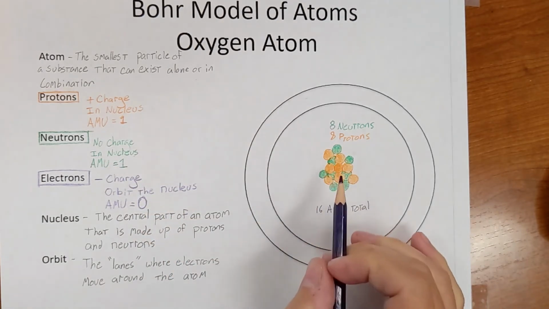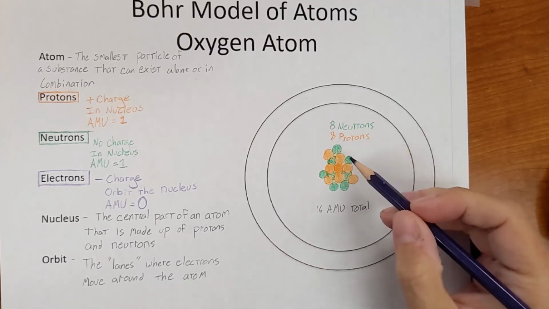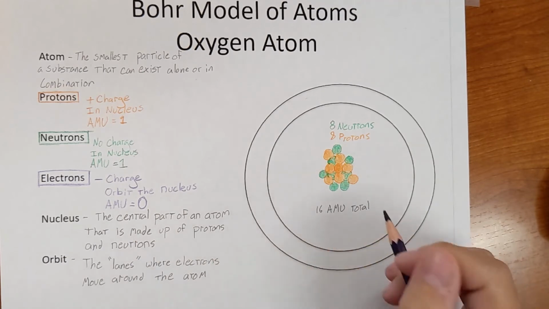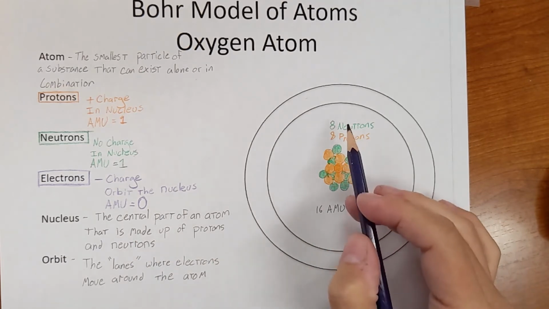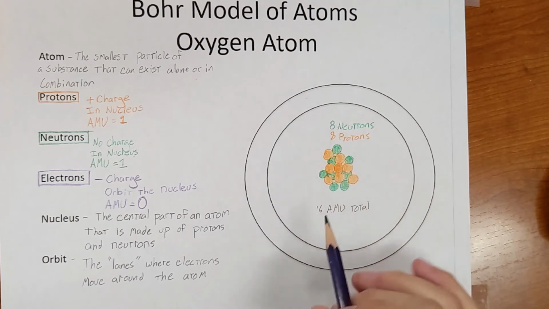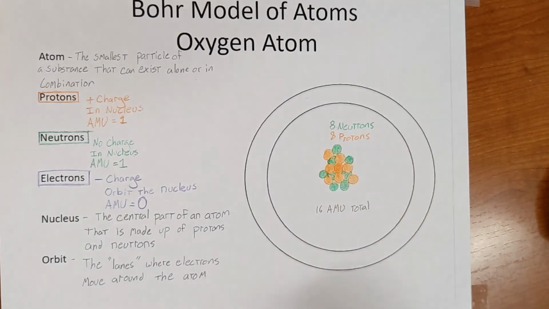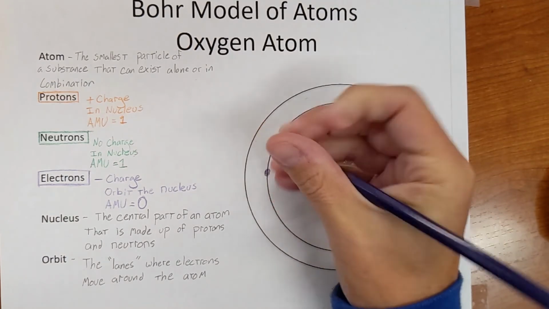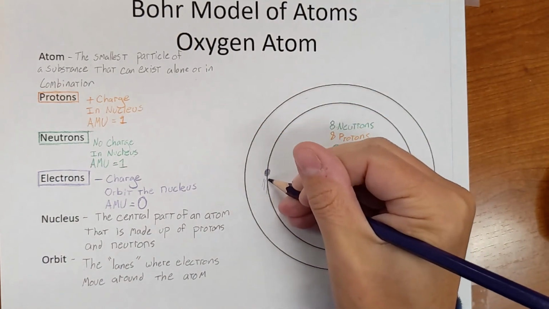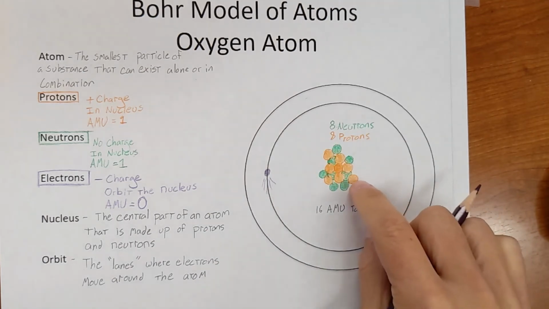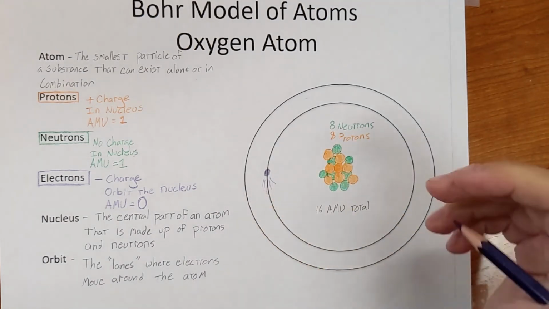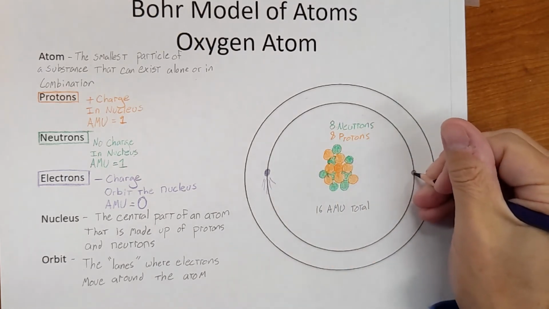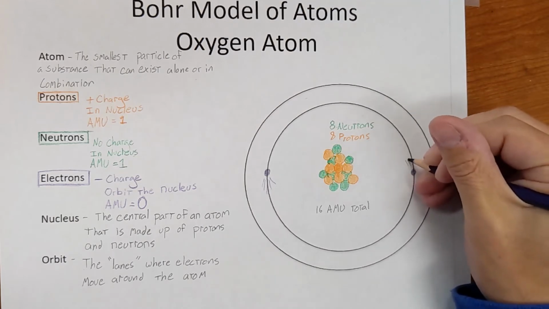So there is 16 total AMU here. We have our 16 particles in the center. We had 8 neutrons in the center, 8 protons. We're also going to have 8 electrons. So here's 1 electron. In reality, electrons are much smaller than protons and neutrons, like thousands of times smaller. So 1 electron, 2 electrons moving around the atom.